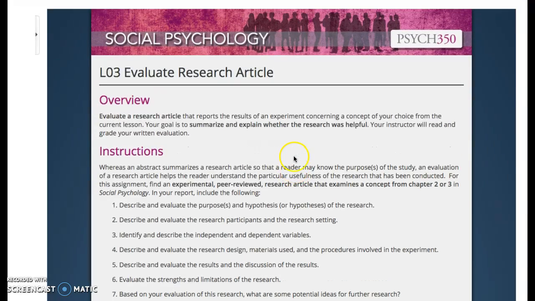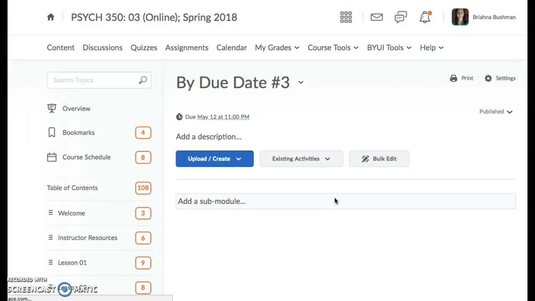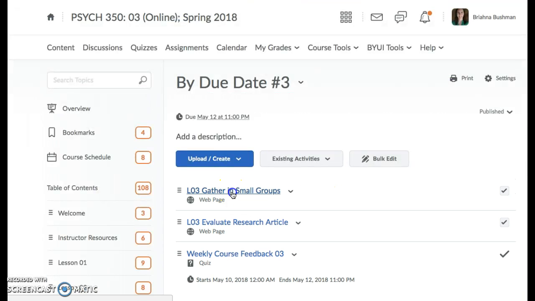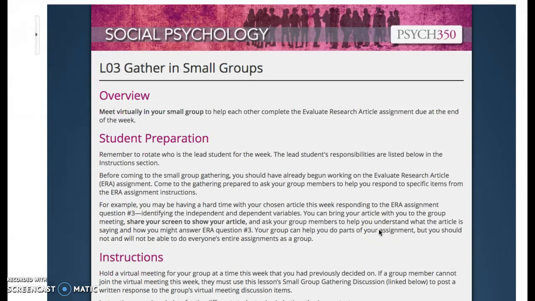Okay, so along with this comes the meet in your small group meetings, the gather in small group meetings. As with the Evaluate Research article, this was originally slated to go every single week because it's supposed to kind of work in tandem with that individual assignment. So you were supposed to meet in these small groups. Well, now, because that assignment is every other week, meeting in your groups is going to be done every other week when you have that research evaluation due.